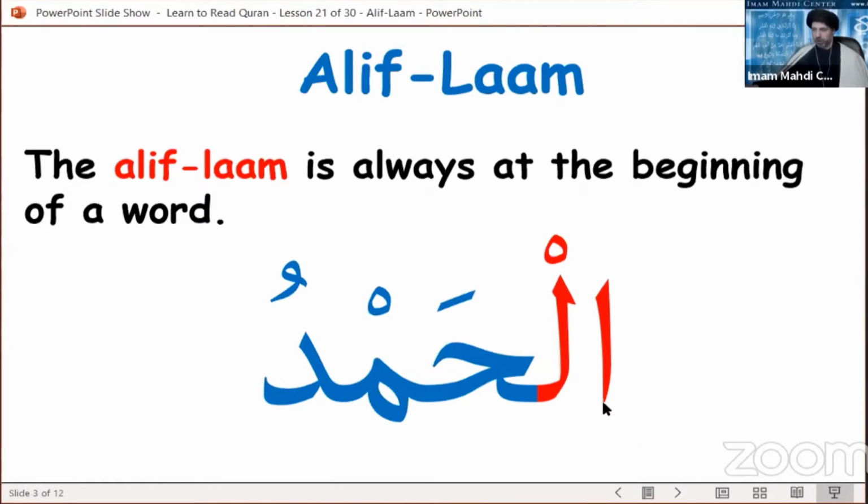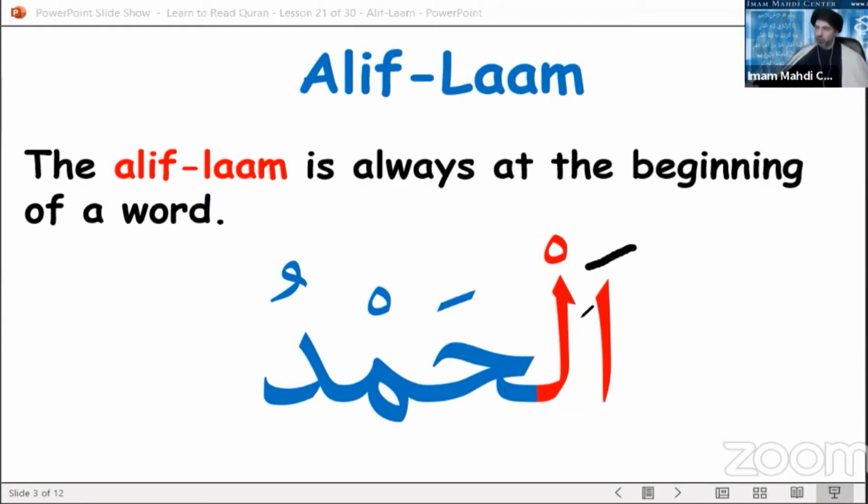So for example, first, we see that the Alif Lam is always at the beginning of a word. So we have here Alif, Lam, Ha, Mim, Dal. So this Alif Lam is at the beginning of the word. And now since this Alif here is the first letter that we are reading, remember we said this is Hamza al-Wasl. Since this Alif is the first Alif that we're reading, we're going to pronounce it. And we're going to pronounce it as if it has a Fatha. So this Alif with Fatha and this Lam with Sakin, together we'll say Al.